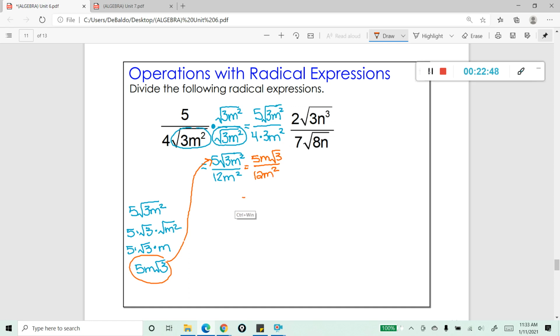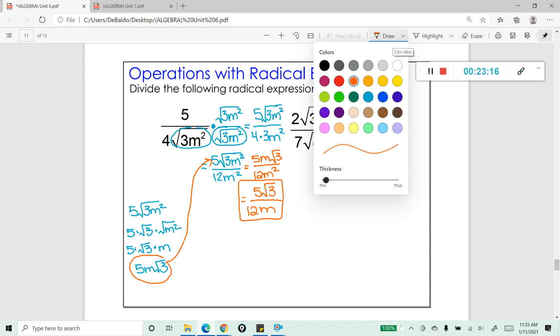So go ahead. I'm going to simplify them by using my laws of exponents. I'm going to be left with 5 root 3. Since I only have 1 m in the numerator and I've got 2 in the denominator, I can cancel those out, giving me 12m in my denominator. And there you have it. You're all finished. Everything is simplified. All 3 of those steps are satisfied.